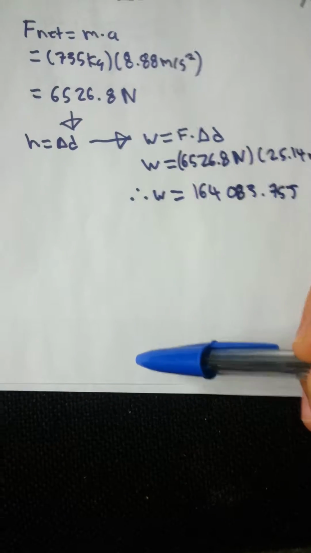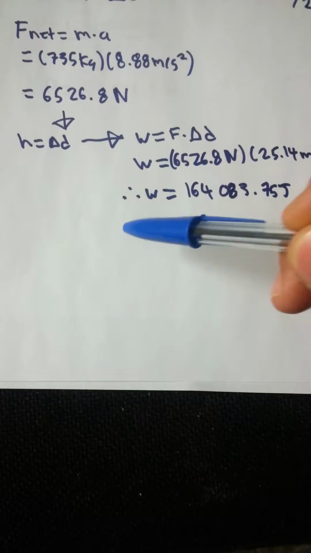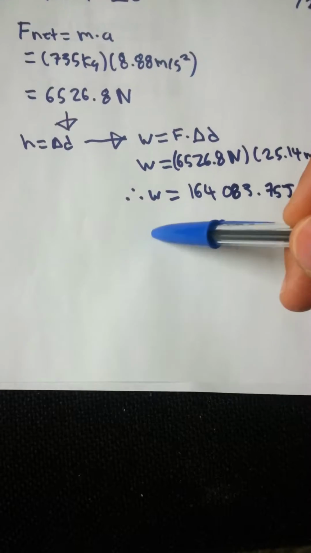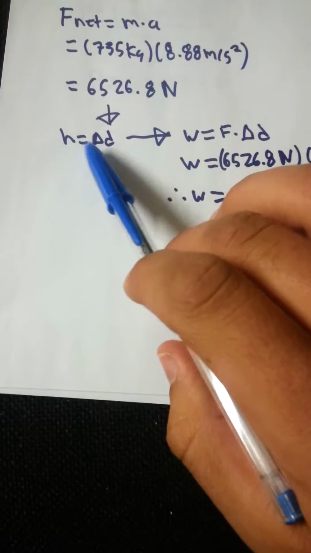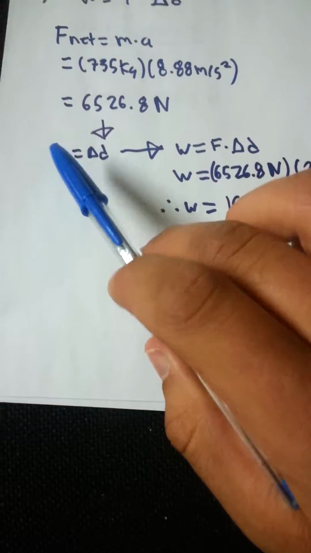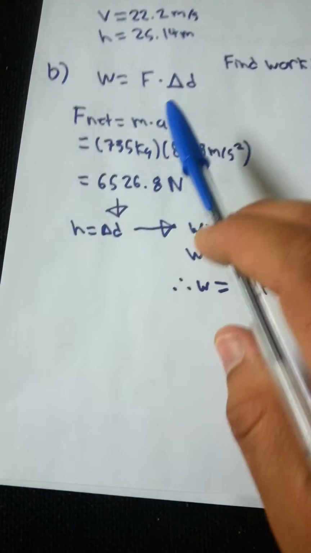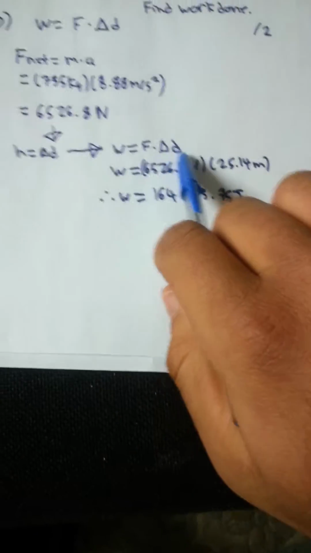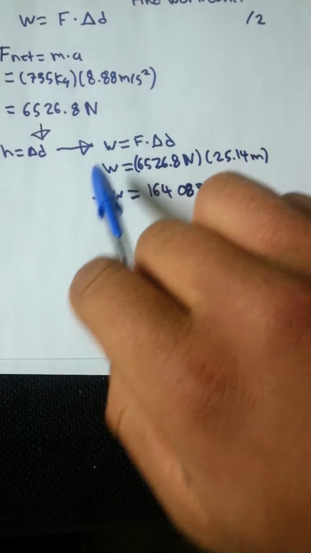So if you go down here, height is equal to the delta displacement, because think of it like this: if there's a roller coaster and it goes up to here, that's the displacement from the ground the roller coaster has. So the displacement of the roller coaster is equal to the height. And in this case, as we found out before, the height is 25.14 meters. So force times delta displacement, that's where work comes from.